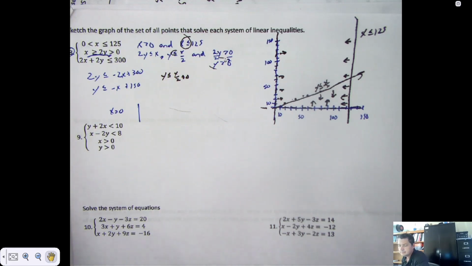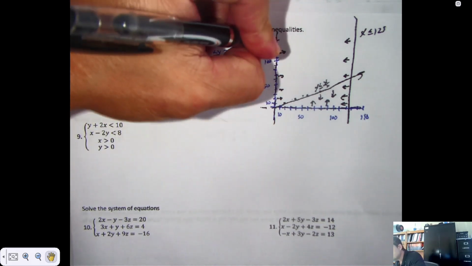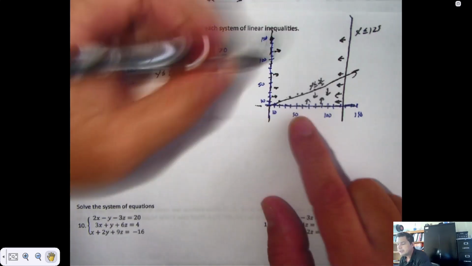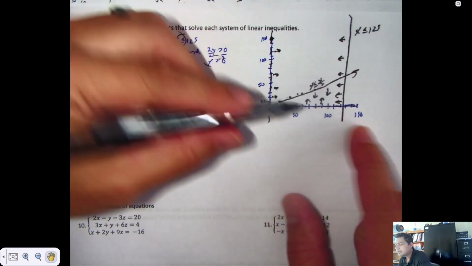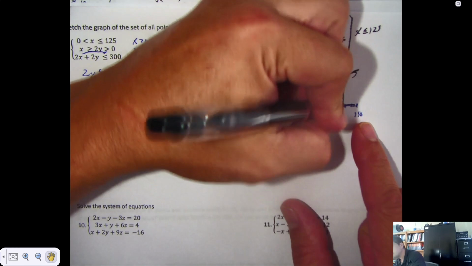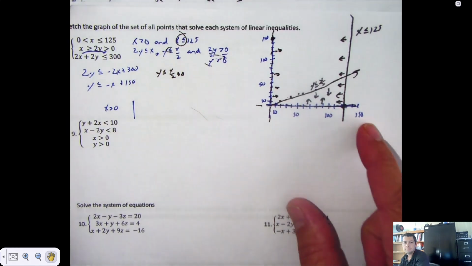Where was I? Oh, the last one. Y is less than or equal to negative x plus 150. So that starts all the way at the top, and it's going to drop one and run one, drop one and run one. It's going to end up right down here. It's going to drop 10, run 10, drop 10, run 10. And it is solid.